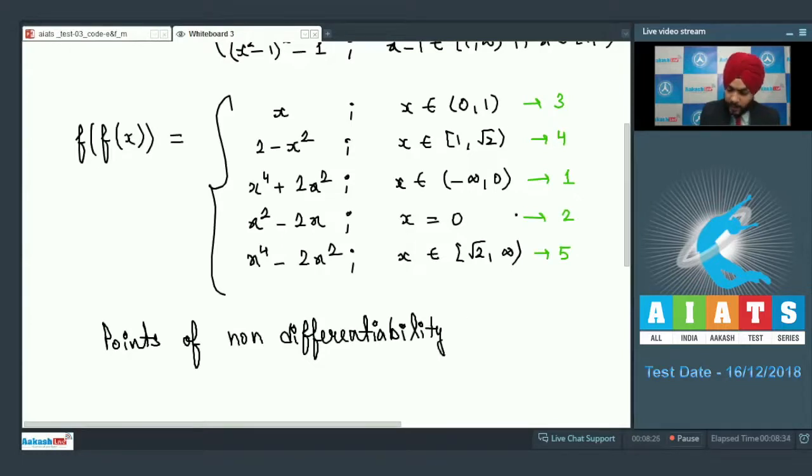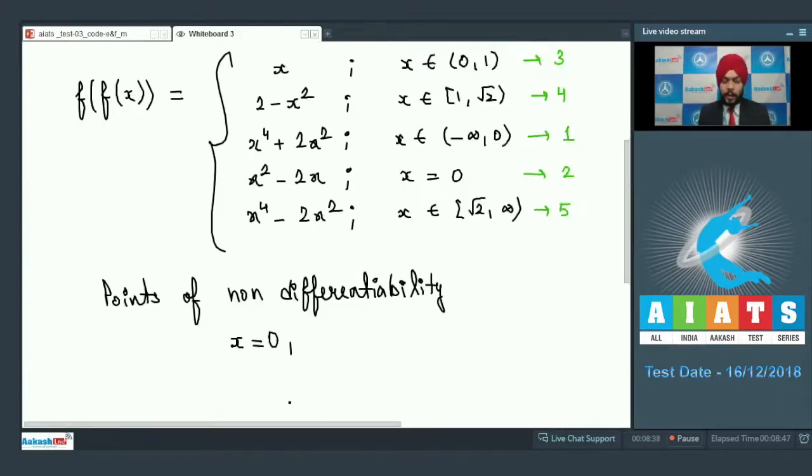Starting from the left, minus infinity to 0, the definition is x power 4 plus 2x square. At x equals 0, the answer is 0. After x equals 0, the answer is x. So definitely x equal to 0 is a point of non-differentiability because the slope of the curve changes instantaneously from a biquadratic expression to a linear expression.